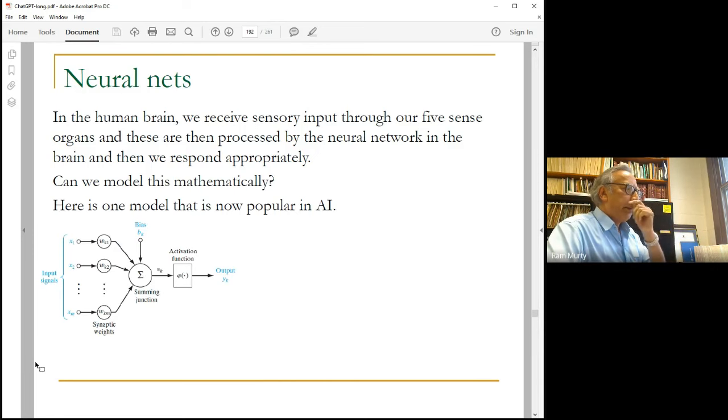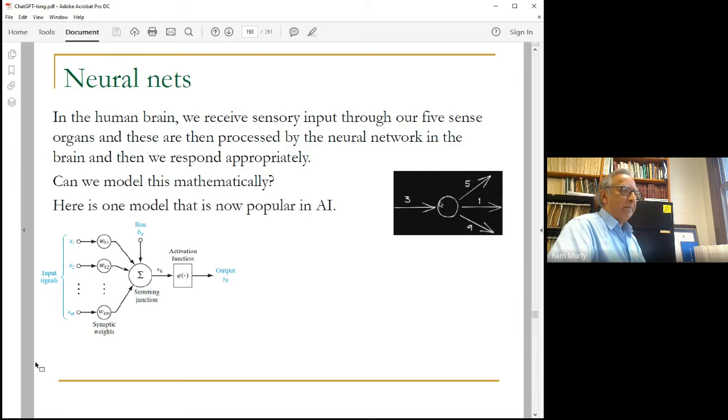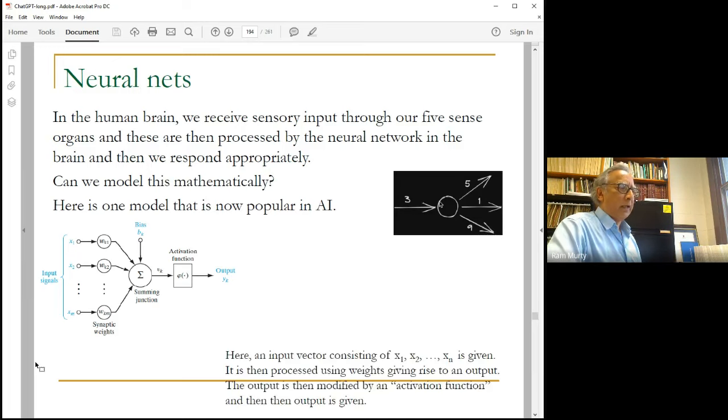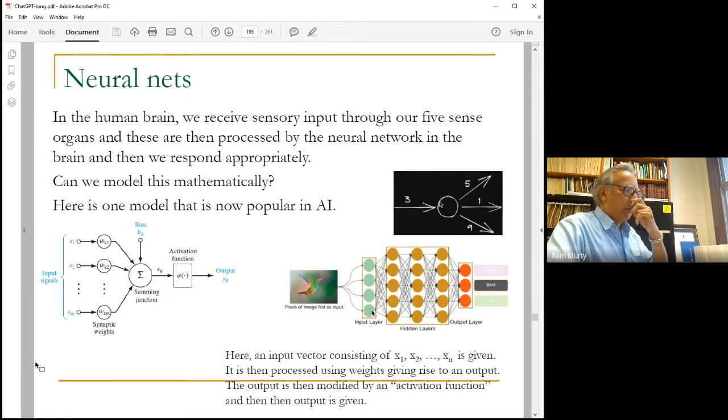You have a bunch of inputs, and you take these inputs and apply a dot product with a vector of weights, which I'll talk about in a second, and then introduce a certain bias, then apply an activation function, and the output is y sub k. Here is the graph theoretic model. This circle is a neuron, some input has come in, and that neuron is firing in 3 different directions with 3 different pieces of information. So you can model the whole thing in a more complicated way. For example, here the input vector is x1 to xn. It's then processed using weights, giving rise to an input. The output is then modified by an activation function, and then the output is given.